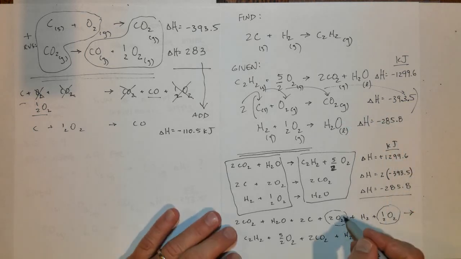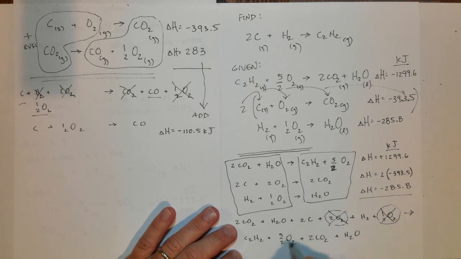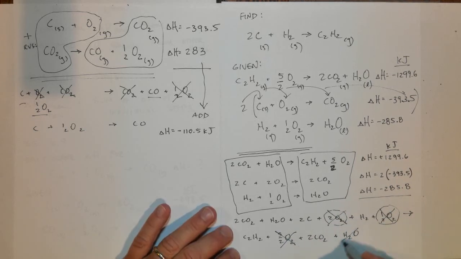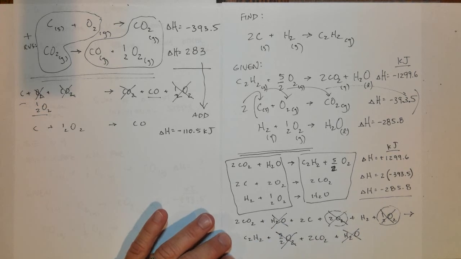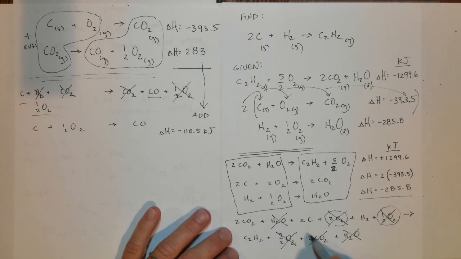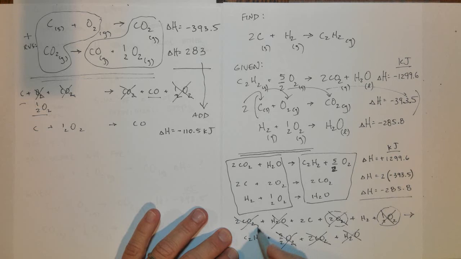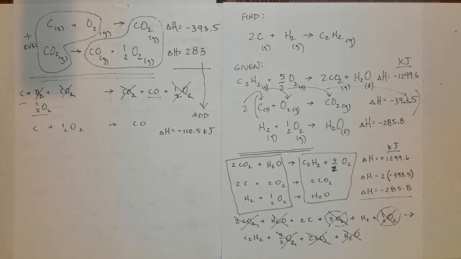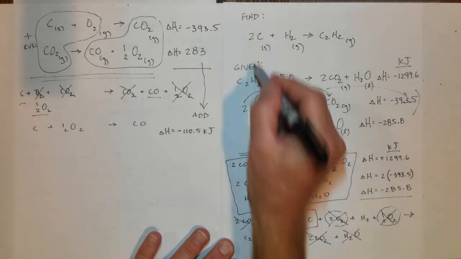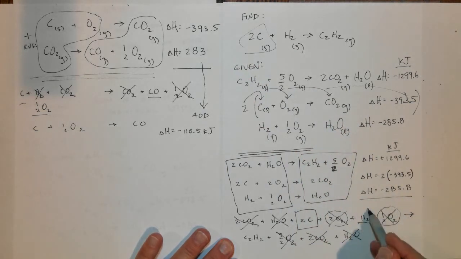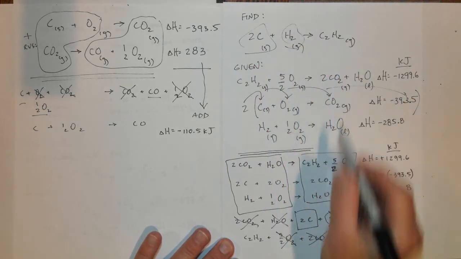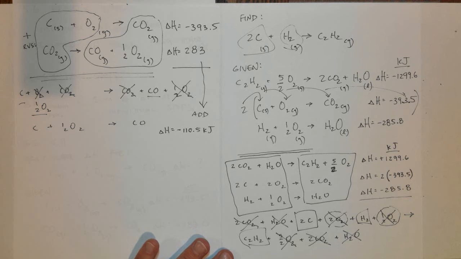So things that will cancel: the 5/2 O2 will go with this 5/2 O2. The water will go with the water. And let's see, I've got 2 CO2s right here that are going to go with 2 CO2s. And my remaining species looks like I've got 2 carbons. Hey, that's what I wanted right here. A hydrogen, that's what I wanted right here. And a C2H2 on the right hand side as well.